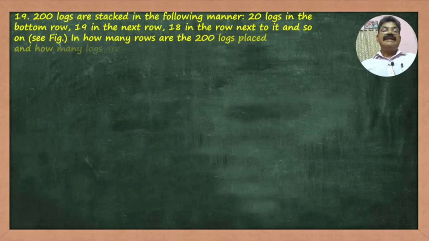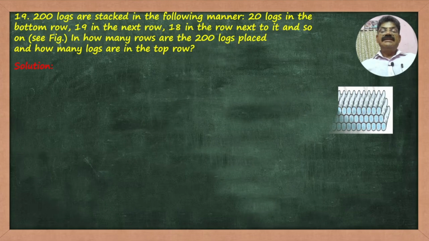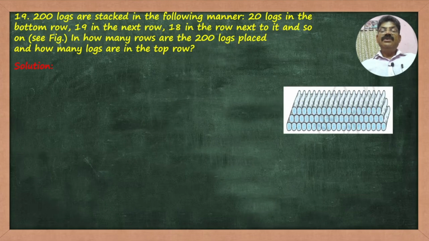19th problem. 200 logs are stacked in the following manner. 20 logs in the bottom row, 19 in the next row, 18 in the row next to it and so on. In how many rows are the 200 logs placed and how many logs are in the top row? You look at this diagram. Now you can understand. The logs are arranged in this way. The bottom row contains 20 logs.